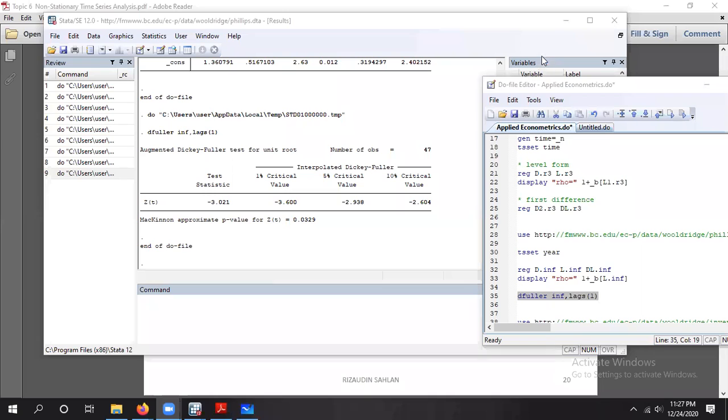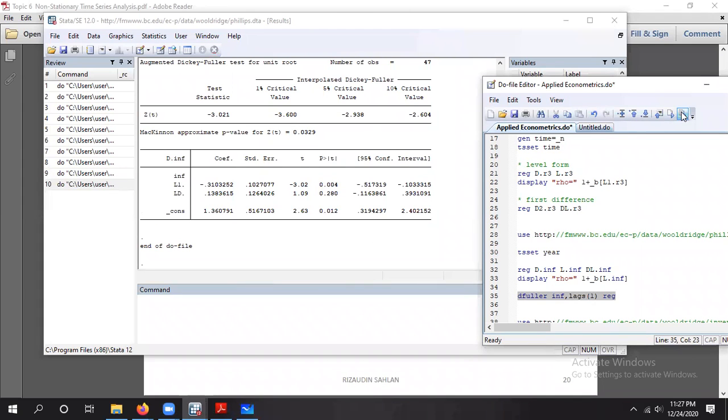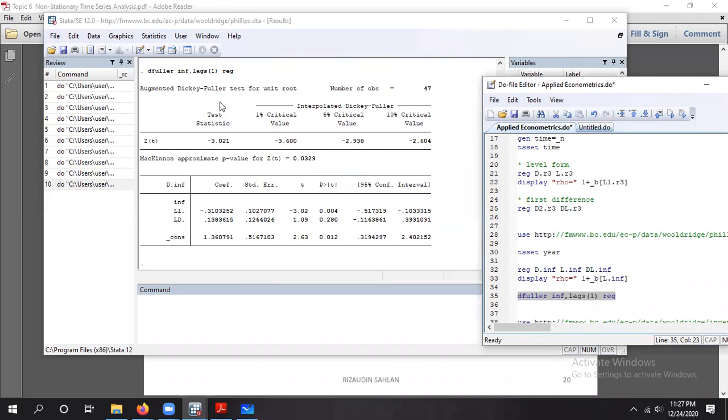Okay, so what happens if I put the reg option? If I put the reg option, Stata will provide the table for the regression output. You can see the value of the statistic for the theta. The theta is this one. We can see that the value is the same. The value came from here.